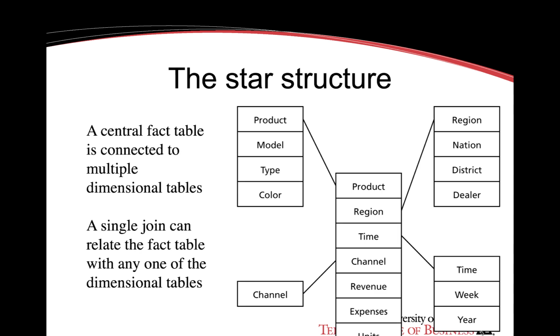An OLAP system relies on a structure known as the star structure. In a star structure or star schema, one finds a central fact table that is connected to a variety of dimension tables. For instance, one might have a fact table about transactions within the organization. And this transaction table can be connected to product tables, region tables, date time tables, channel tables, allowing us to analyze the transactions based on a variety of different dimensions. The advantage of this star structure is that it relies on the use of only a single join to join the central fact table with any dimension table.